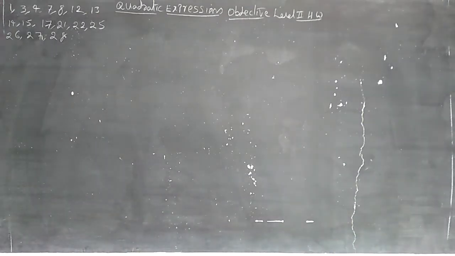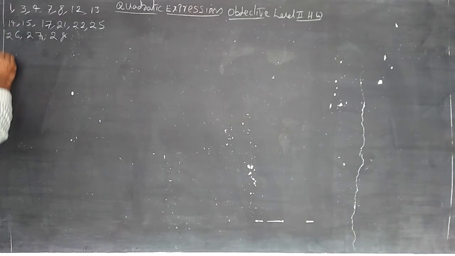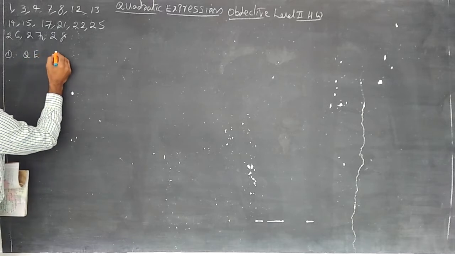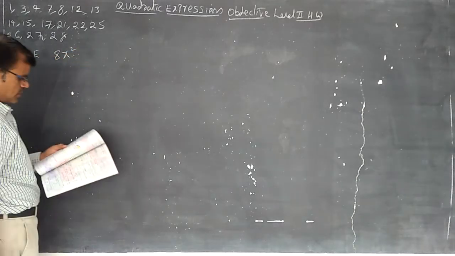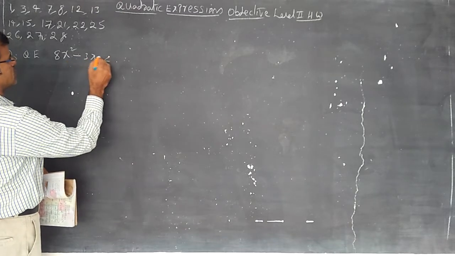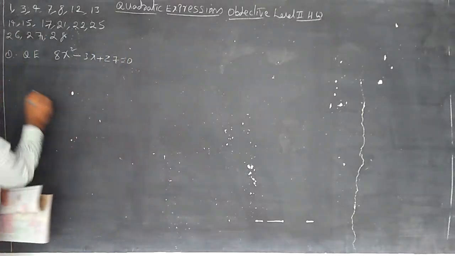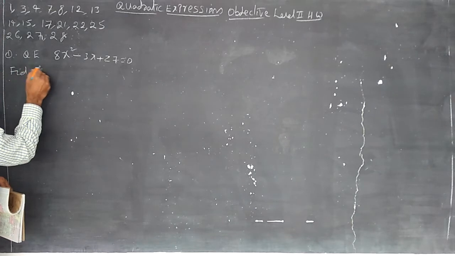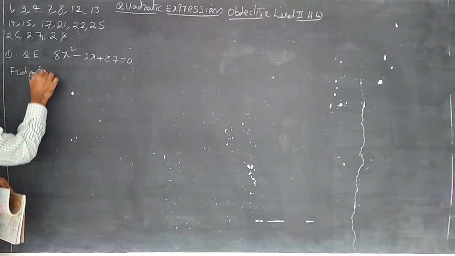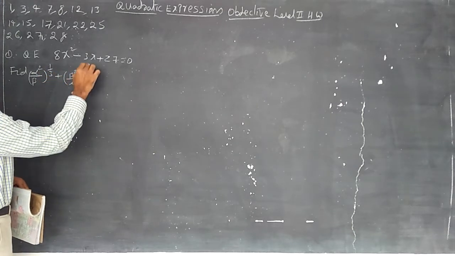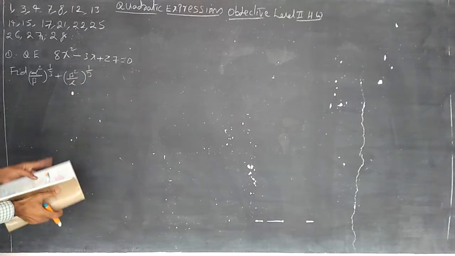First question: if alpha, beta are the roots of the quadratic equation 8x square minus 3x plus 27 equal to 0, then find the value of (alpha square by beta) whole power 1 by 3 plus (beta square by alpha) whole power 1 by 3. You should calculate the value.